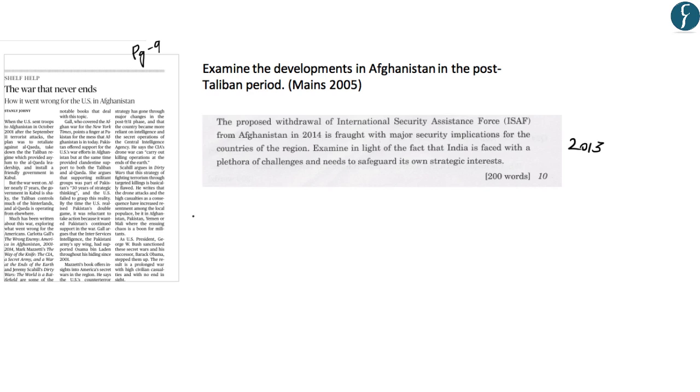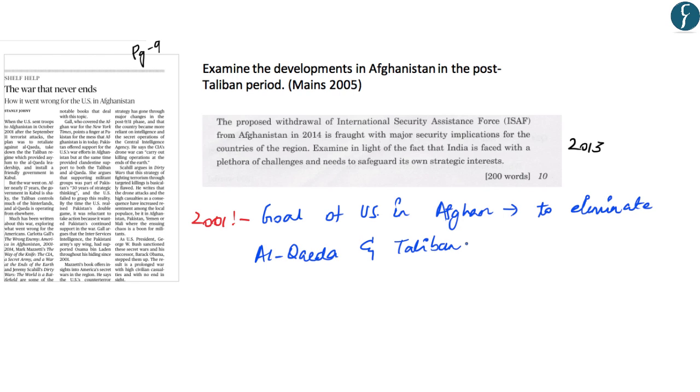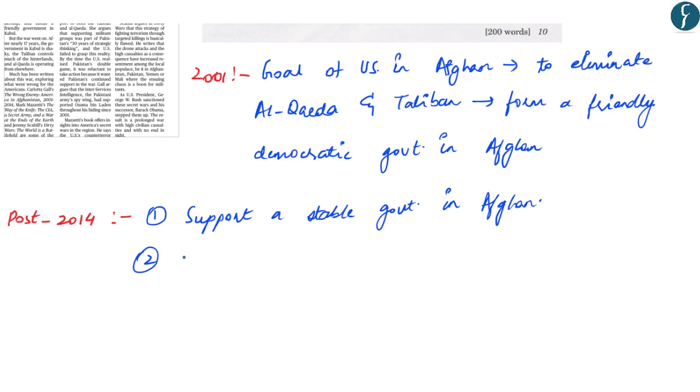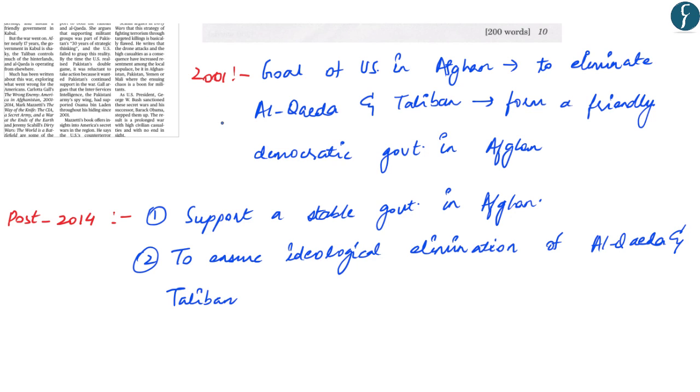So in 2001, the goal of United States in Afghanistan was to eliminate Al-Qaeda and Taliban and form a friendly democratic government in Afghanistan. However, even after 2014, the goal of United States is still to support a stable government of Afghanistan and to ensure ideological elimination of Al-Qaeda and Taliban. So even after the passage of such a long time period, US is still unable to achieve its goal in Afghanistan, which shows that US is still struggling in Afghanistan. And with the help of this article, we will understand why is US still struggling in Afghanistan.